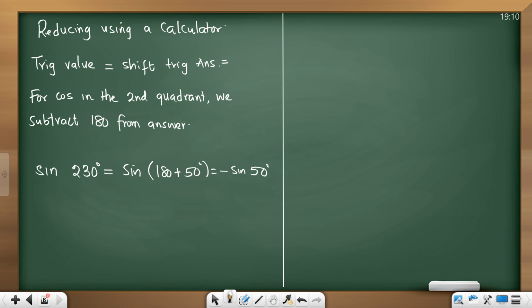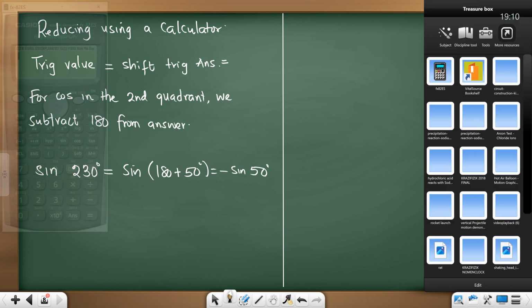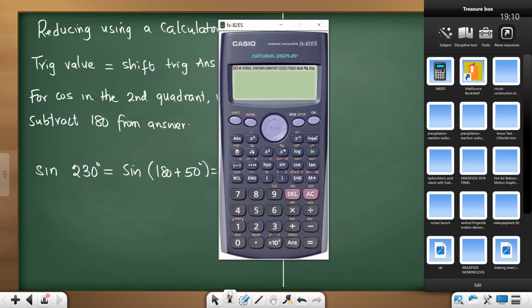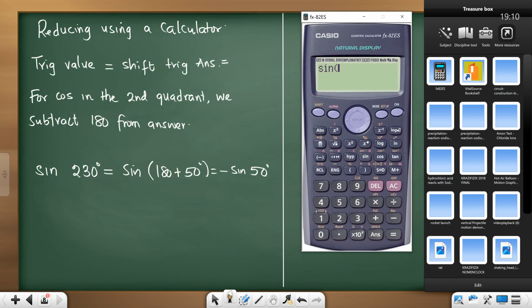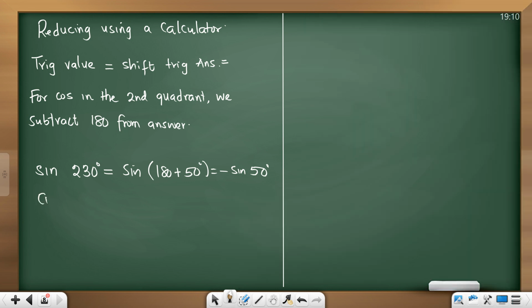Hello, everybody. Did that make sense? Here, I don't care what quadrant. I don't even want to know the quadrant. Sine 230 equals to shift sine answer equals to, I'm done. But I said something. Let's try cos.